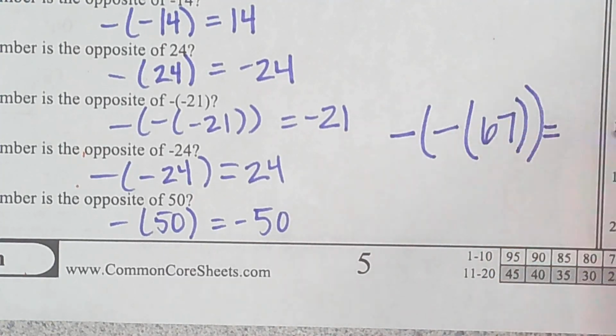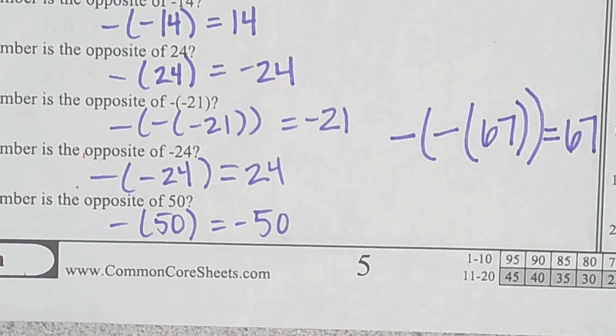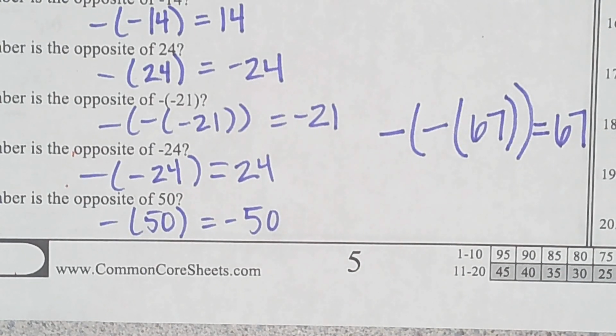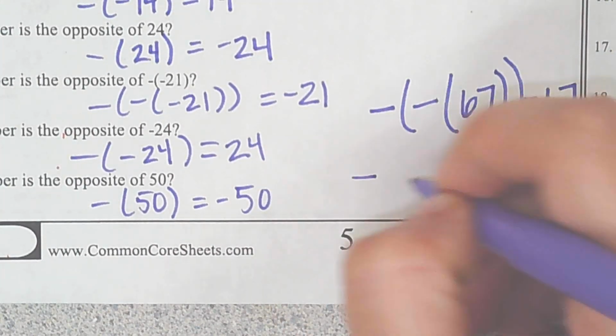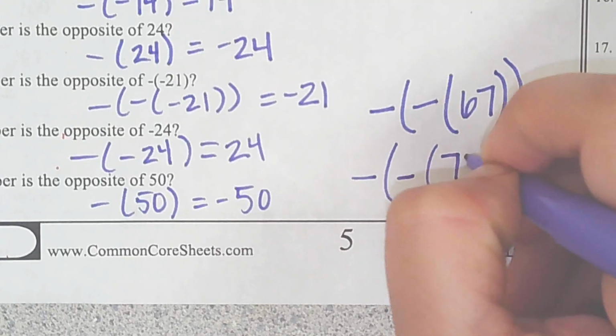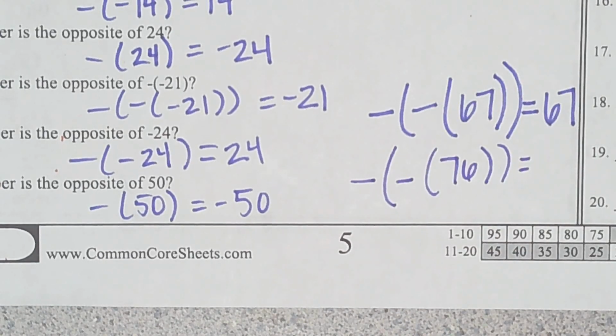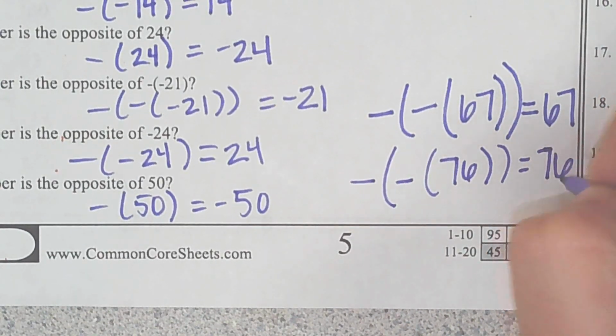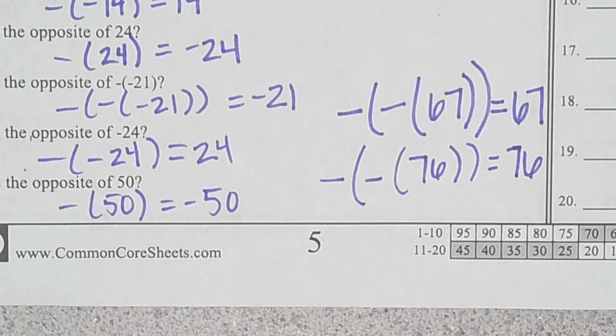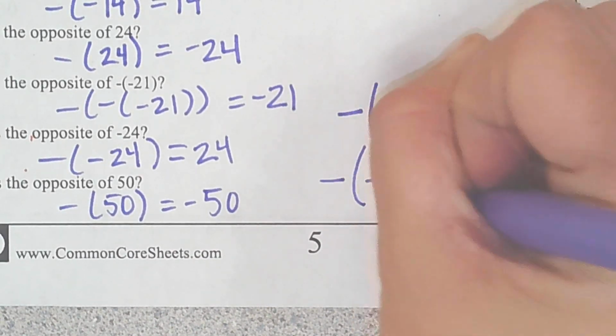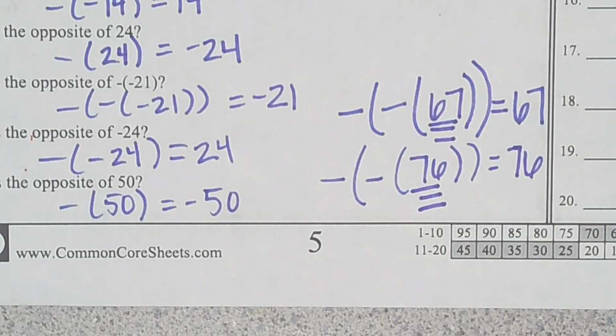The opposite of 67 is 67. Let's do one more. The opposite of 76 is 76. So do you understand double opposites? The answer will be the original number.